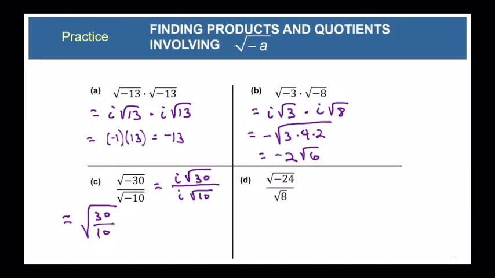That's one of our radical rules. And then 30 divided by 10, of course, is 3. And so we simplified this one to the square root of 3.